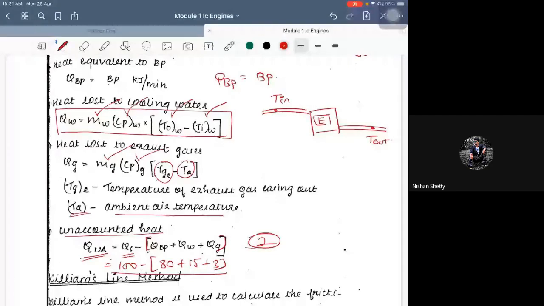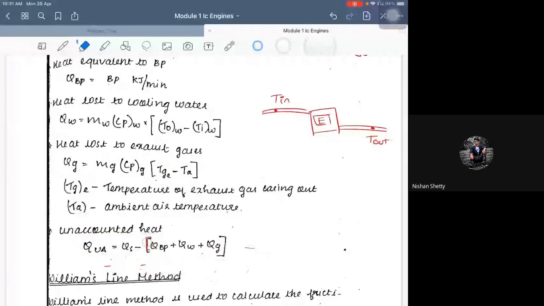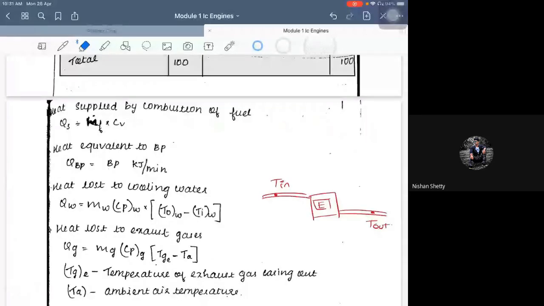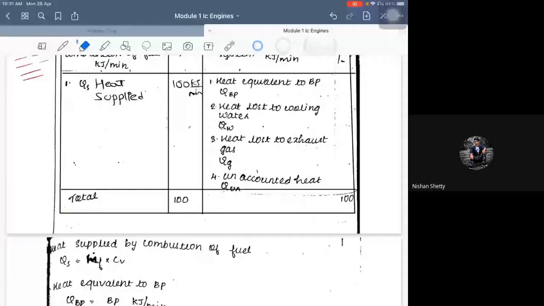Any doubts in these calculations? Anyhow, we will be solving plenty of problems on this. Any doubts in these calculations and the heat balance sheet? Any doubts, guys? Good. So let me grab all this. Okay, this should be there. Okay, this will be there. Good. Now, even this is also not required, I guess.